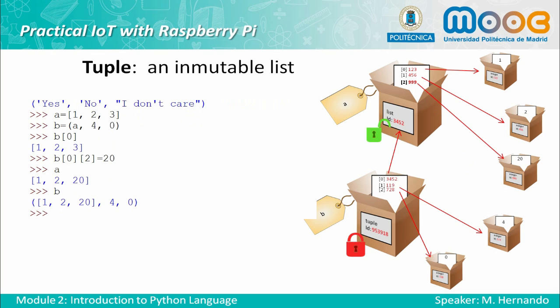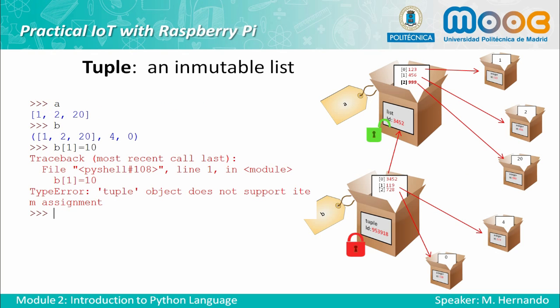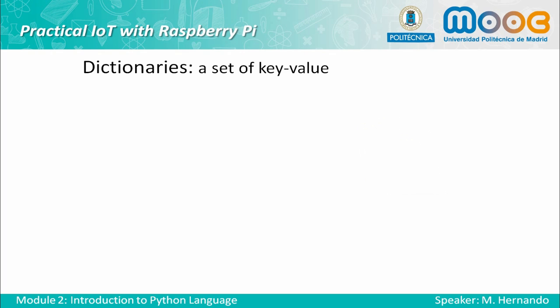This is because tuples and lists store reference to items, not the items. So if the referred item is something mutable, we can modify it. But if we try to modify the second value of the tuple, Python will throw an error because we have tried to modify the data of an immutable object. Okay, let's see the last compound type of this session, dictionaries.